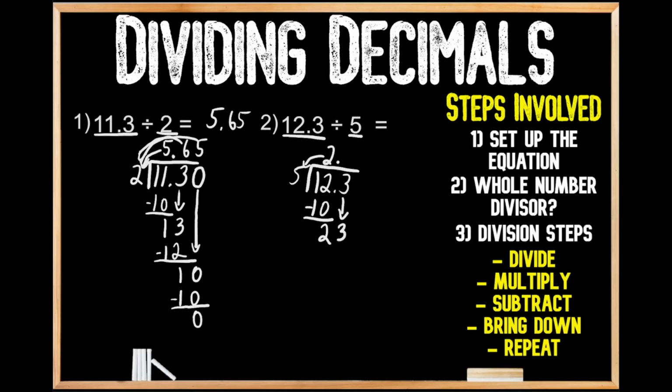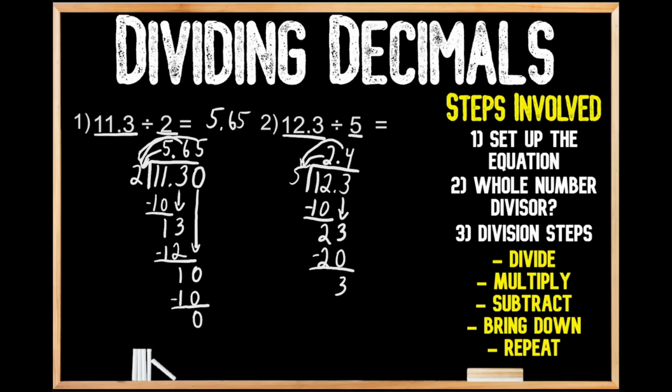And when we divide 23 by 5, we know that we can make 4 equal groups of 5 out of 23. So we're going to write our 4 up top, and then we're going to multiply for our next division step. When we multiply 4 times 5, we get 20. And when we subtract 20 from 23, we're left with 3. So now, just like our last problem, we're not finished.